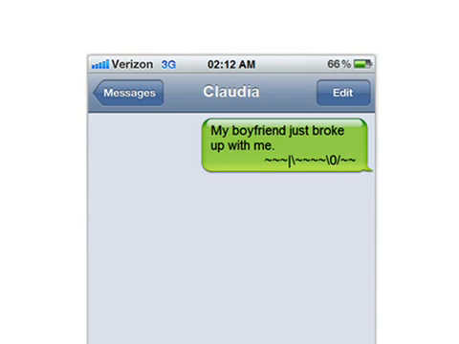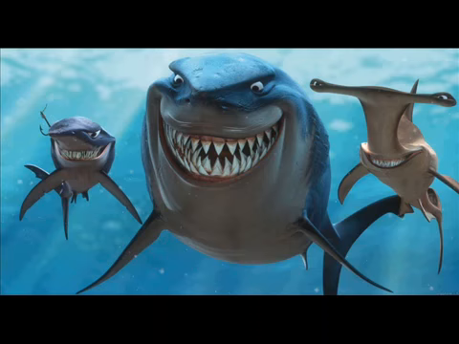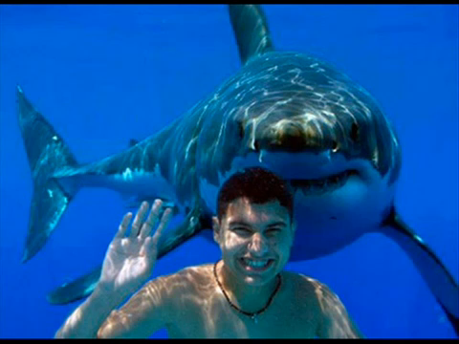For example, what would you think if you received this message? Okay, what does that even mean? Squiggle, squiggle, backslash squiggle? Maybe she meant that the breakup makes her feel like she is drowning in shark-infested waters. Wrong. You failed at decoding the emoticon. The original encoded meaning was that she hoped her boyfriend gets eaten by a shark.